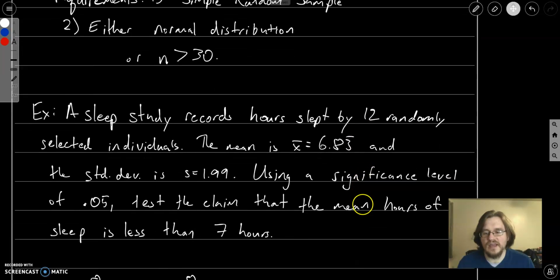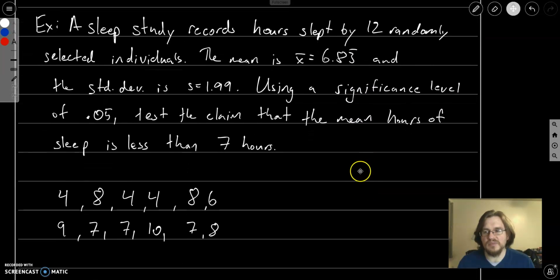So let's look at an example here. We've got a sleep study that records hours slept by 12 randomly selected individuals. So right away, we don't have a large sample size. We don't have a sample size greater than 30, but the sample was randomly selected.